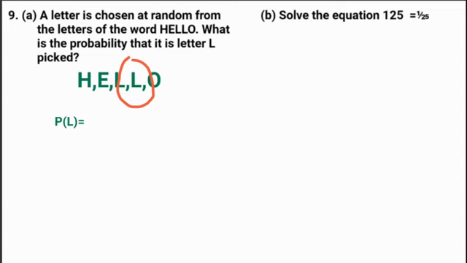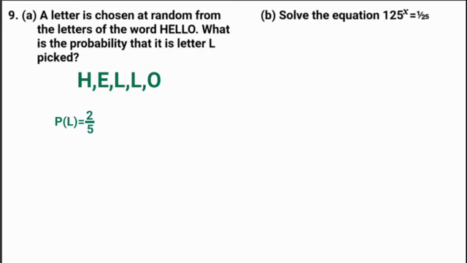There are 2 L letters in the word hello. So we write the number 2 over the total number of letters in the word hello. When you count the letters all together, they are 5. So the probability of picking a letter L from the word hello is 2 over 5. Okay, that's the probability.